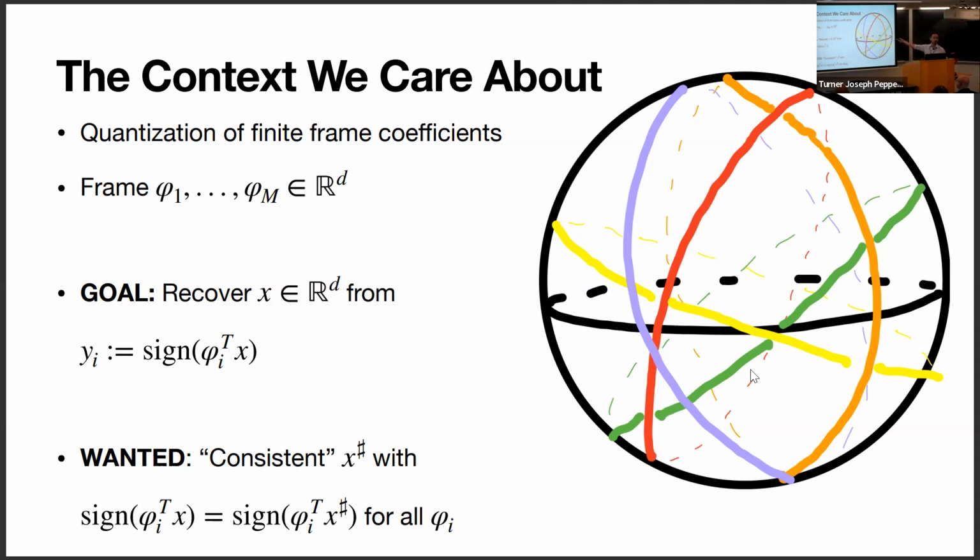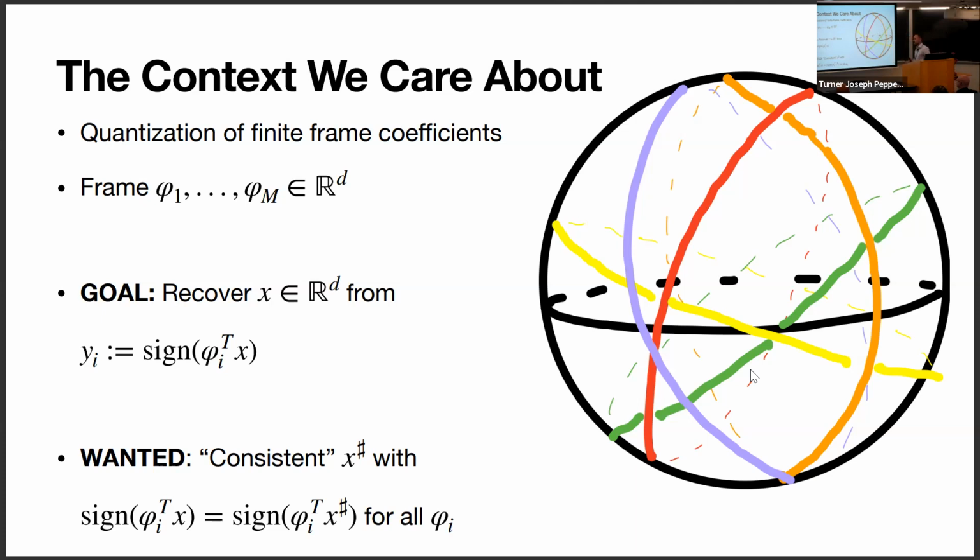So that's why I told you, think of a sphere. And then the plus ones, minus ones here are telling you what side of the hyperplane am I on? And the hyperplane here is the orthogonal space to these phi_i's. So the picture I want you to have in your mind is x is somewhere on this sphere. You've chopped up the sphere with all these hyperplanes. You have a bunch of great spheres, and x is somewhere on one of these little cells.